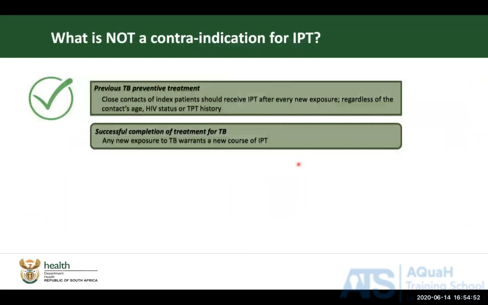Right. So also remember that those who previously had TB preventative therapy but are currently exposed to a confirmed TB case are actually eligible for TB preventative therapy. And then any patient who successfully completed TB treatment but currently is exposed to someone in their household, a close contact, who's got TB, should be considered for TB preventative therapy as needed.